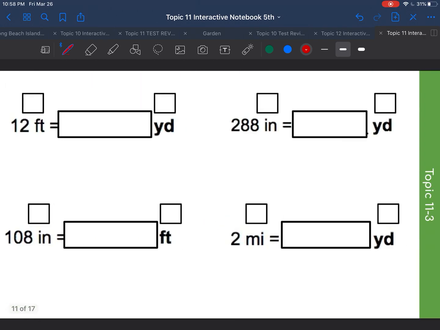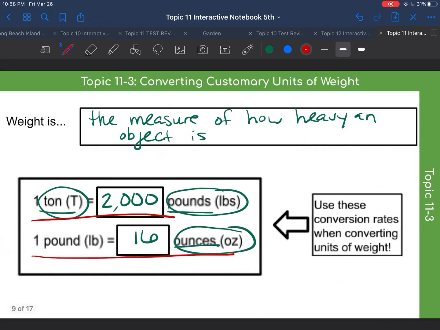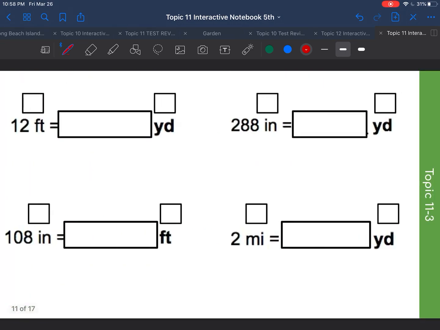What I want you to do is these next 4 problems independently, just like the other day. You're going to be working on these, filling in what's larger, smaller, using the conversion chart on that first slide to help you solve those problems. If you have any questions, please let me know.